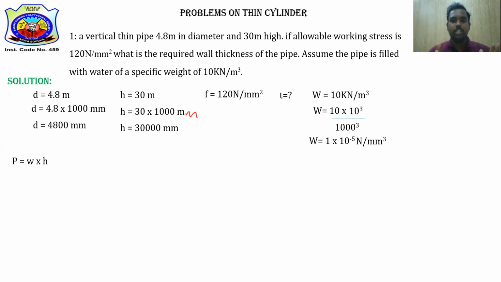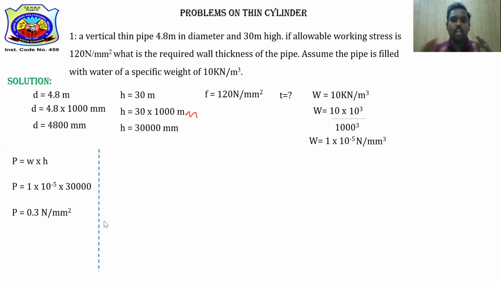Now let's solve the problem. First, we need to find the pressure. From the specific weight, let us find the value of P. We know the formula for P is P equals W into H. We know the value of W and also the value of H, so we can find P. On substitution and calculation, I'll get P equals 0.3 Newton per mm square. This is the value for pressure.